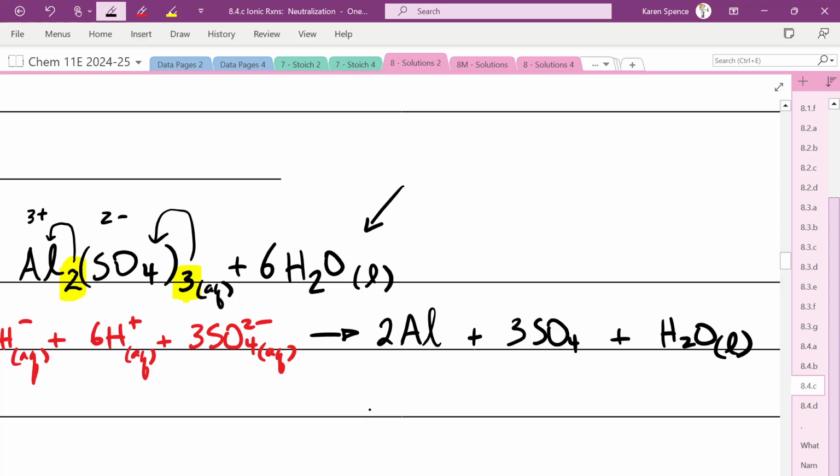States: aqueous, aqueous. Very good. Coefficients? Don't I have the coefficients? Oh, yes. I know. I need a coefficient there. Thank you. I didn't even plan that one.